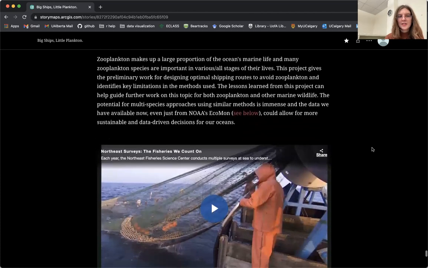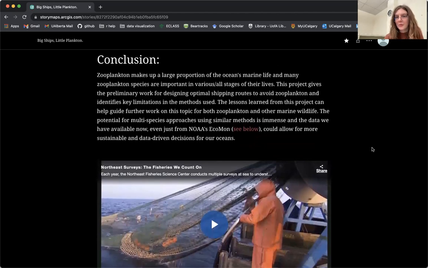So in conclusion, zooplankton makes up a large proportion of the ocean marine wildlife, and they're really important species in various or all stages of their lives. My project gave preliminary work for designing optimal shipping routes to avoid zooplankton, and it identified key limitations in the methods that I used. So hopefully the lessons that I learned from this project can help guide further work on the topic for both zooplankton and other marine wildlife, because the potential for multi-species approaches using similar methods is huge, even with the data we just have.